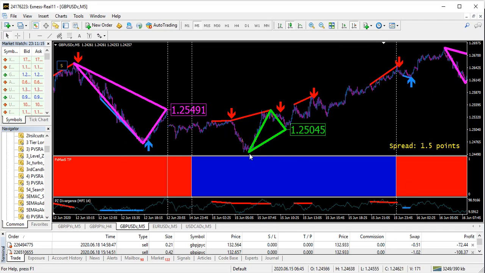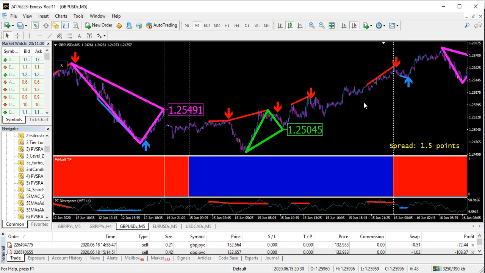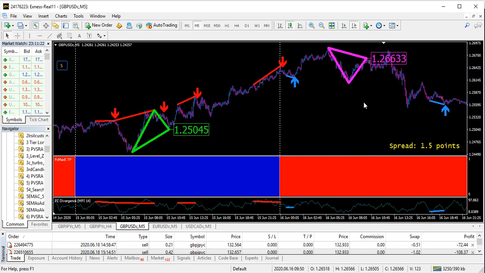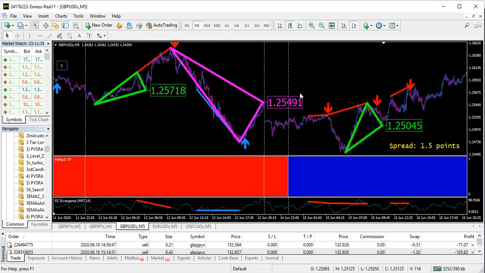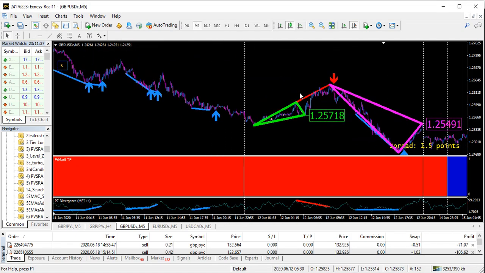Buy trend, confirmation with triangle, but no entry. Okay, this is where we could have entered, and if we hadn't exited our trade, it would have on this pullback hit our stop loss. It's okay, stop loss is okay. Just make sure your profit is more than your stop loss.